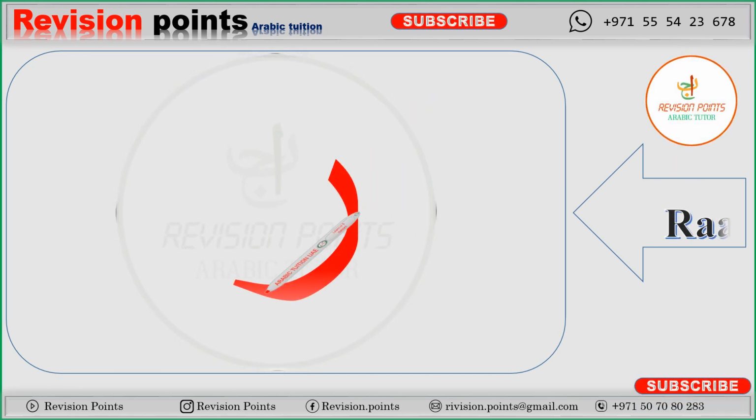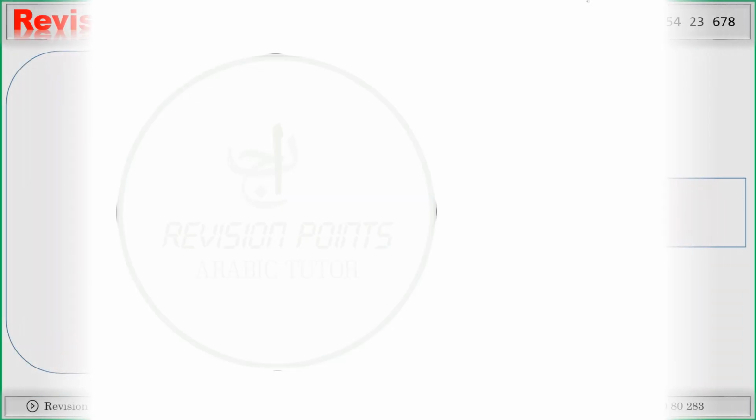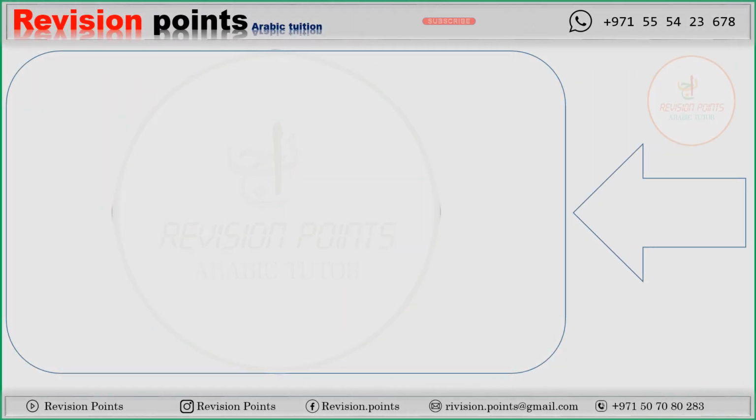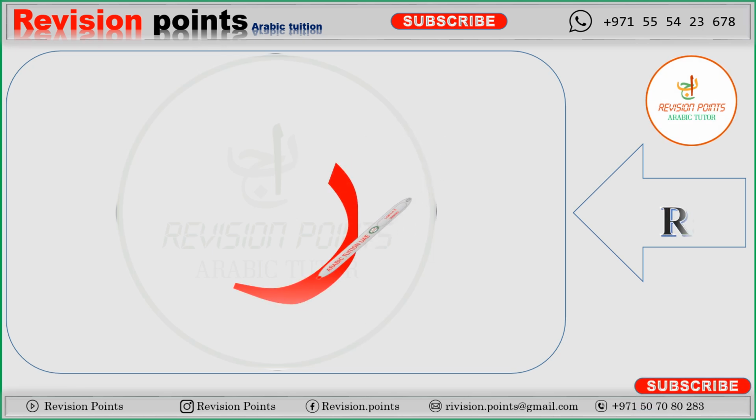Ra, ra. Draw like opposite direction of C. Difference between dal and ra is from the left side ra is little open and dal is little close.